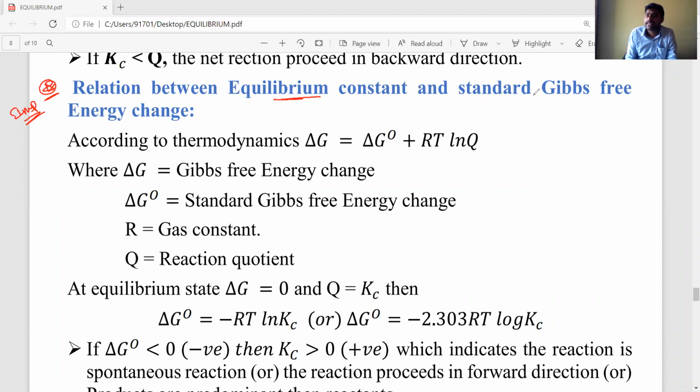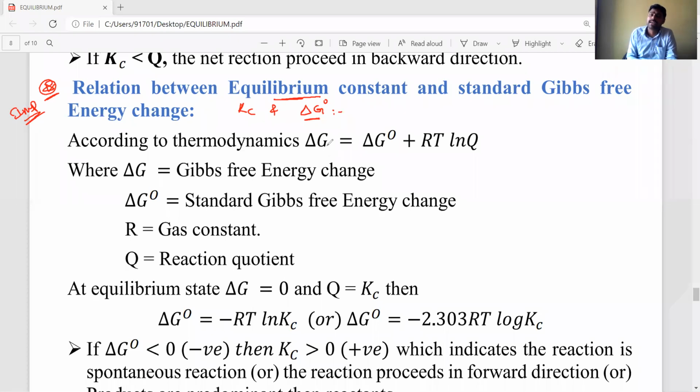And the standard Gibbs free energy change: the relation between Kc and delta G naught. The symbol naught means it is under standard conditions. Standard conditions means the temperature is 25 degrees centigrade and the pressure is 1 atmosphere. We have to derive the relation between Kc and delta G naught. For this derivation, from thermodynamics, we'll discuss this relation.